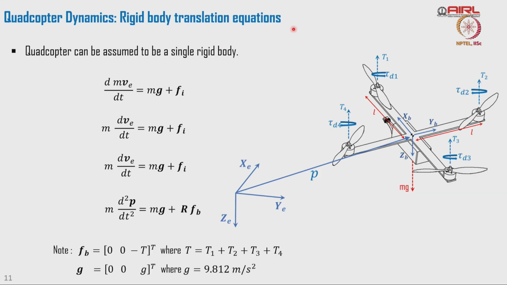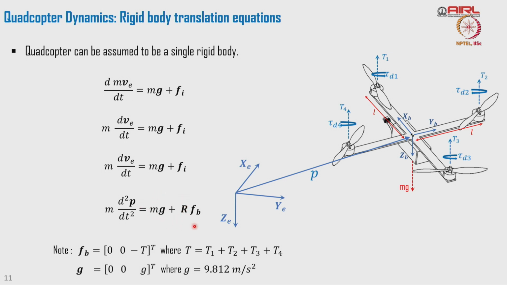Now, let us look at the translational equations of motion. Basically, I am trying to look at the velocity in the inertial frame, the rate of change of velocity. m times v_e dot. See here, mass does not change, so m can be taken out. It is equal to the mg component plus the force that comes into the picture, the force in the inertial frame. So, I need to get that force vector in the inertial frame, and if I want to represent that in position, I want x, y, z and double differentiating.